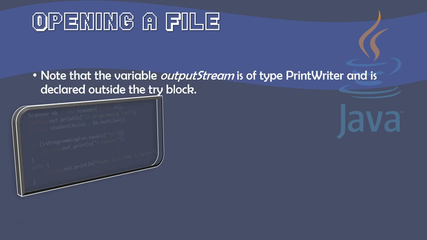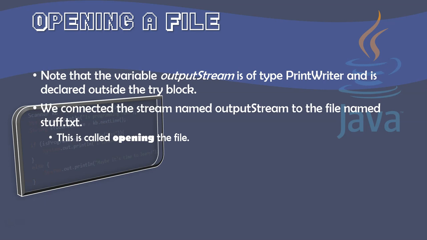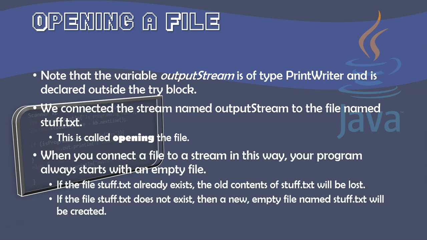Well, the variable outputStream is of type PrintWriter and is declared outside of the try block. We connect the outputStream to the file named stuff.txt, and when we connect to it, we are doing what's called opening the file. It's maybe not what we traditionally think of as opening, but in a programming sense, this is what we're referring to. We're being able to access the contents that are inside that file.